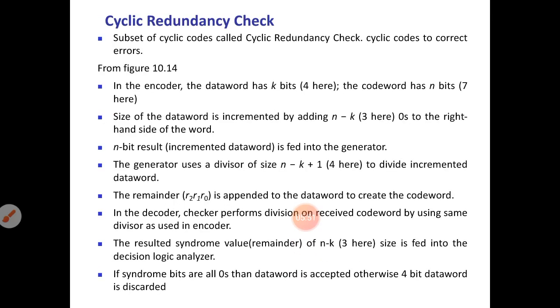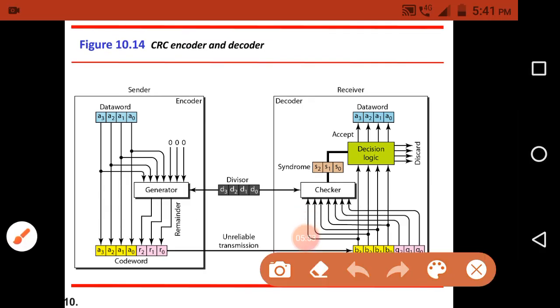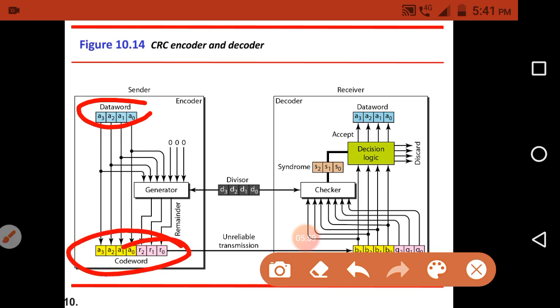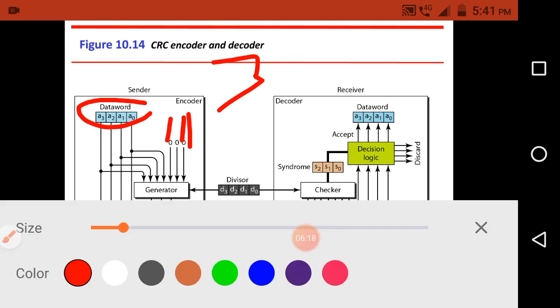Okay, so you have to see in the diagram here. There is a 4-bit data word and a 7-bit code word. Then 7 minus 4 is 3, so we need to add the 3 zeros here. We need to append the 3 zeros to the data word.